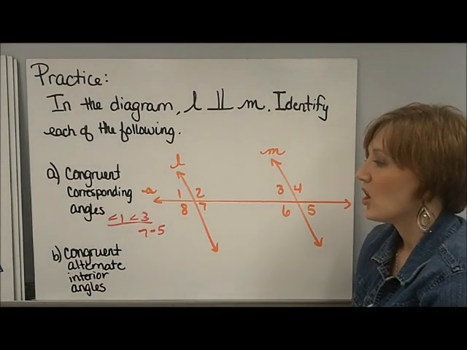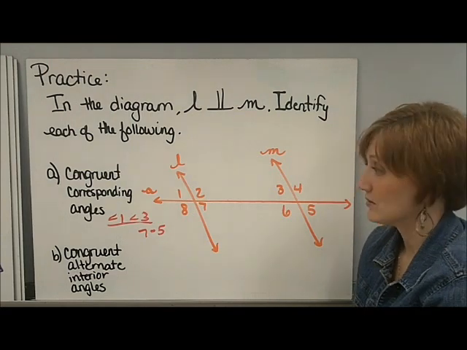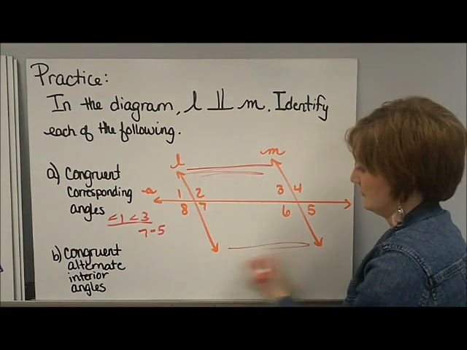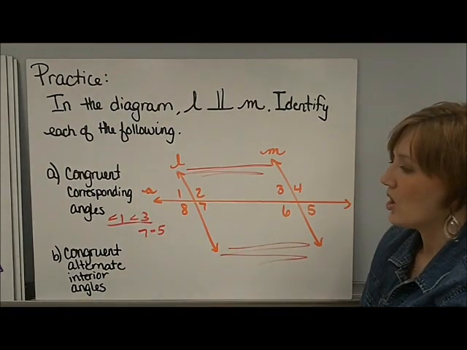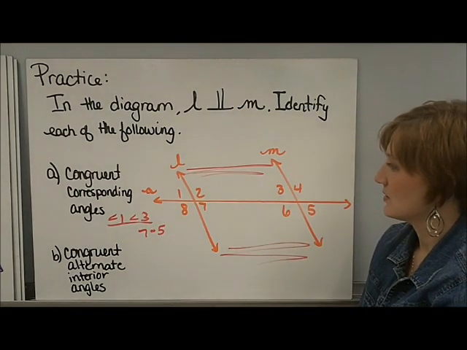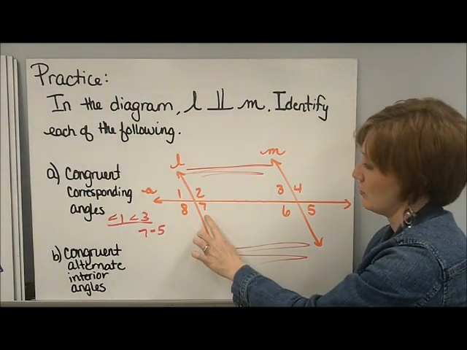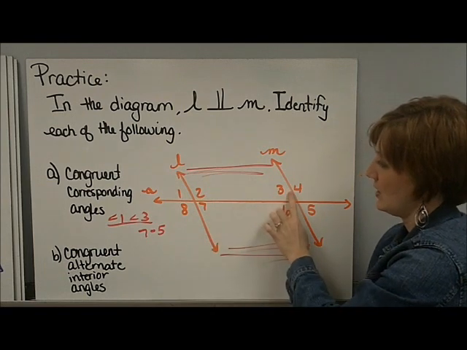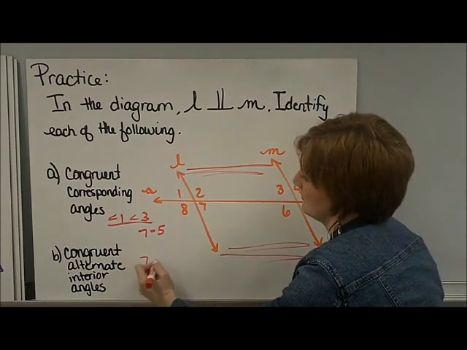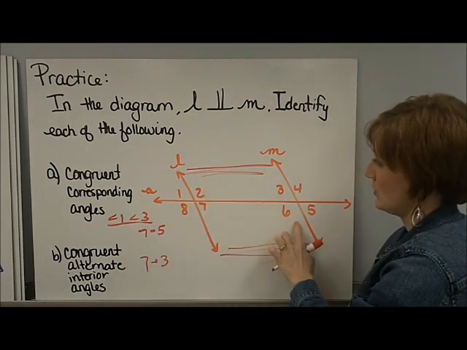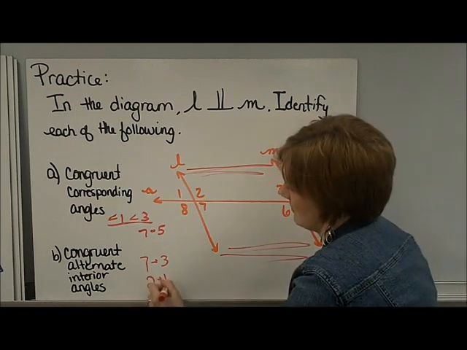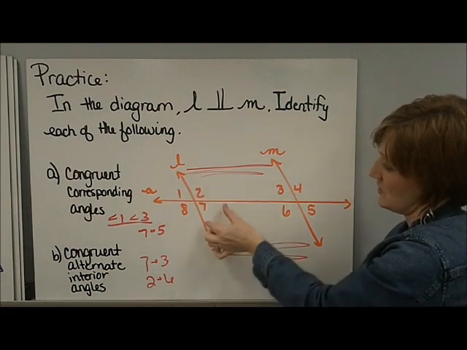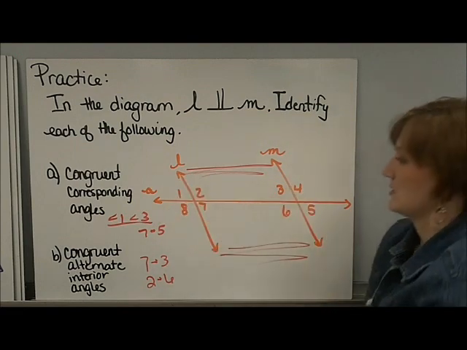We have congruent alternate interior angles. And again, we're dealing with only between the lines. Alternate interior angles are congruent and on opposite sides of the lines. So if you look, 7 and 3 would be, and 2 and 6. And you can kind of gauge that by this and this are about the same distance apart, and this and this are about the same distance apart.